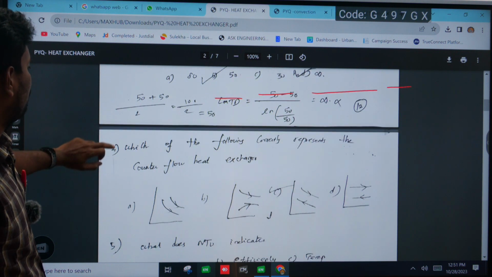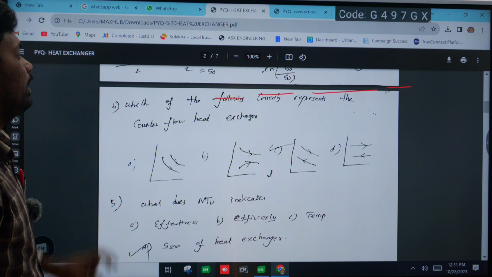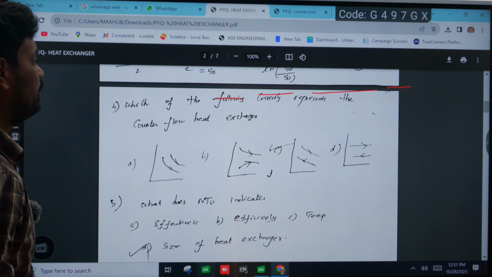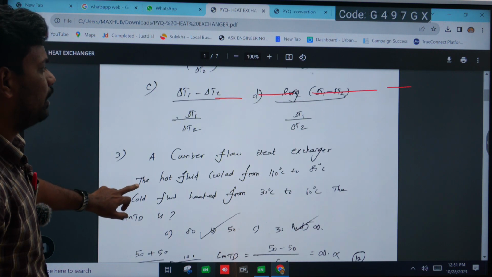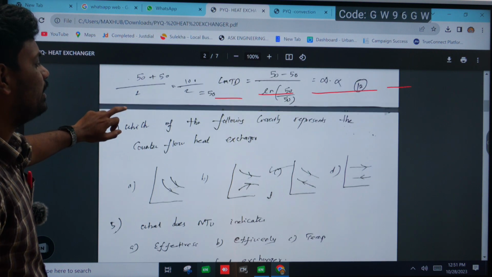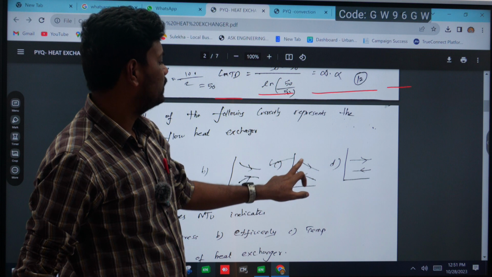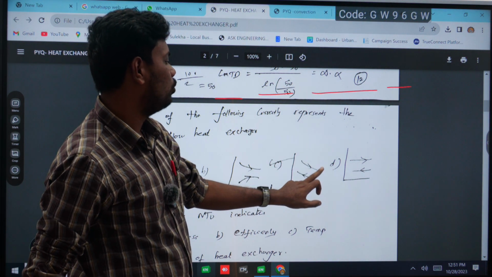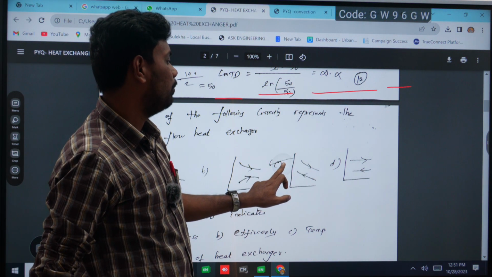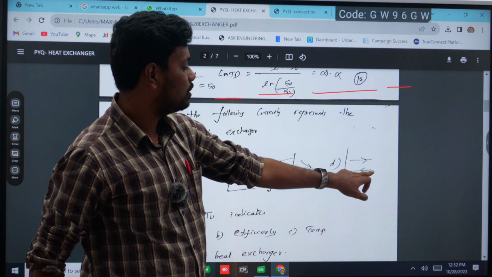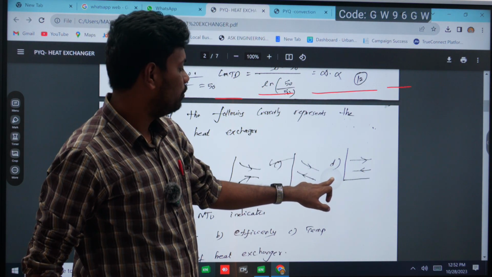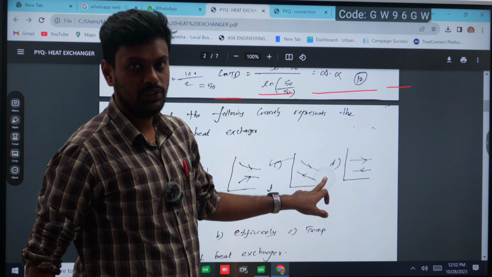Next, which of the following correctly represents the counterflow heat exchanger? Like I have drawn on the graph here that I have erased. Counterflow heat exchanger means fluid direction will be opposite. It is moving from here to here and it is moving from here to here, and this is also the same. Here also it is moving from here to here and here it is moving from here to here. So if you see both, you will get doubt which one is correct.